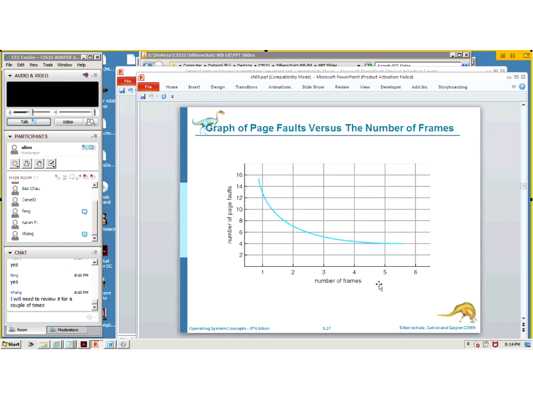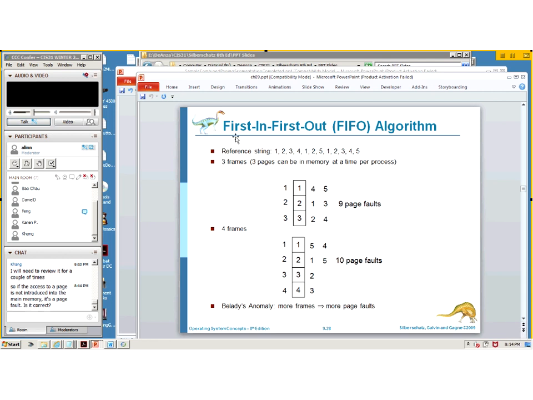And there's an example of the number of frames and the faults. The number of faults drops, right? This is the number of faults: 16 drops down to 8 to 6. If it has 5 frames, it gets 4 page faults. So as you increase the number of frames available for that process, you get fewer faults. So here's our first algorithm. It's called FIFO, first in, first out.